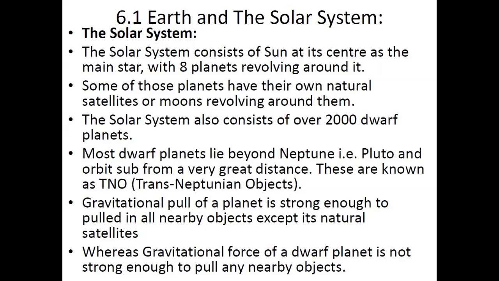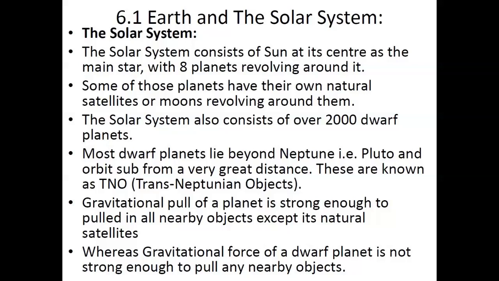The solar system consists of the Sun at its center, as the name suggests, and it has 8 planets revolving around it. Some of those planets have their own natural satellites, which are also known as moons. Some of them don't have. The solar system also consists of more than 2000 dwarf planets. Most of the dwarf planets lie beyond Neptune, such as Pluto. The most well-known of them is Pluto, and they orbit the Sun from a very great distance.